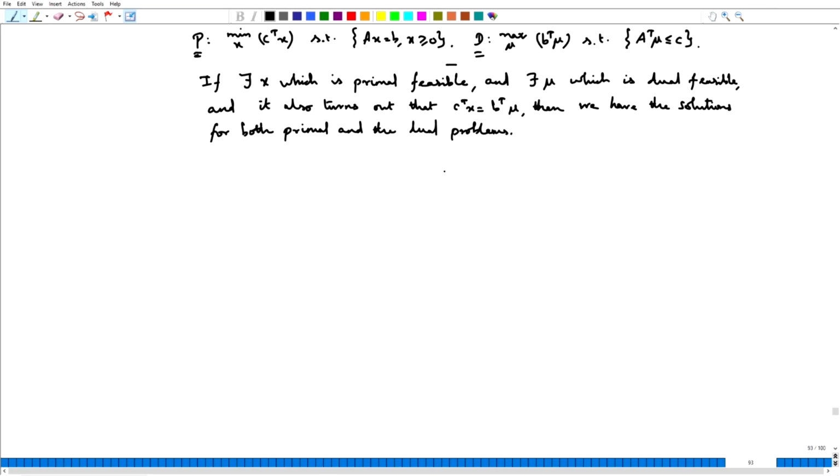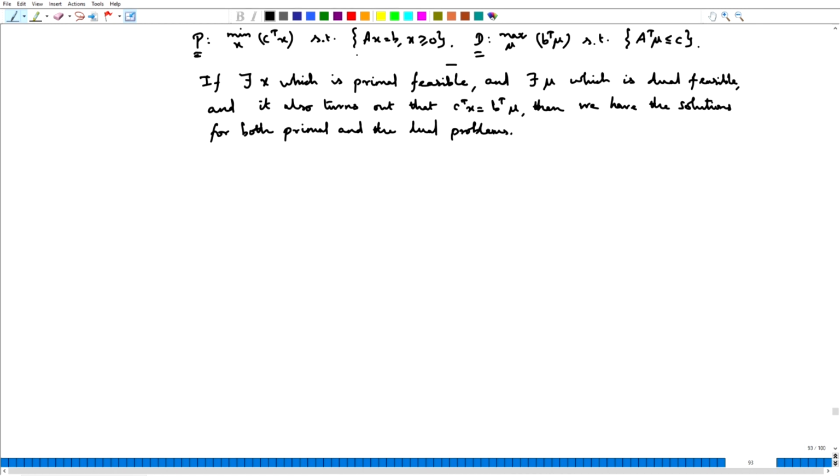The good part about linear programming is that when your primal is a linear programming problem, the dual also turns out to be a linear programming problem. In this case, we started with a linear programming problem, and the dual also turned out to be a linear programming problem in mu. One way of finding the solution for the primal is to find an x that is primal feasible, a mu that is dual feasible, and C transpose x equal to B transpose mu. If you can find an x and mu such that all of these conditions hold, then we have the solution for both the primal and the dual problems.